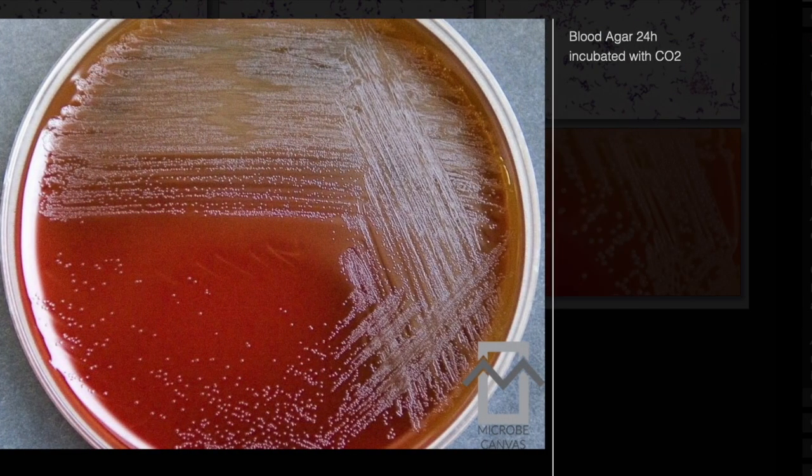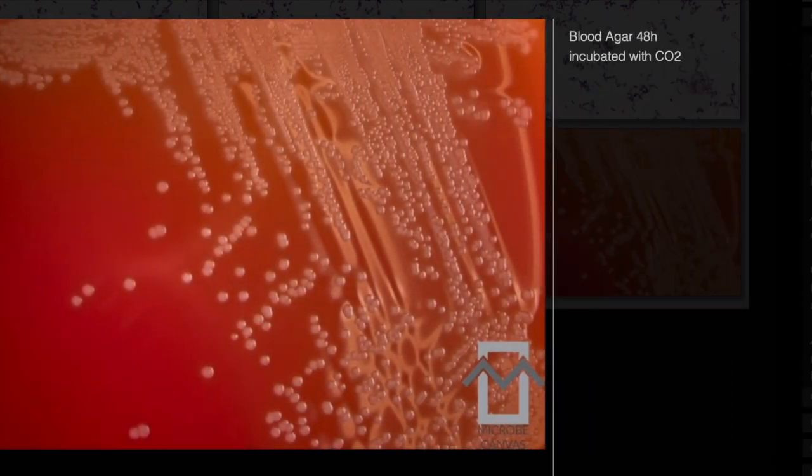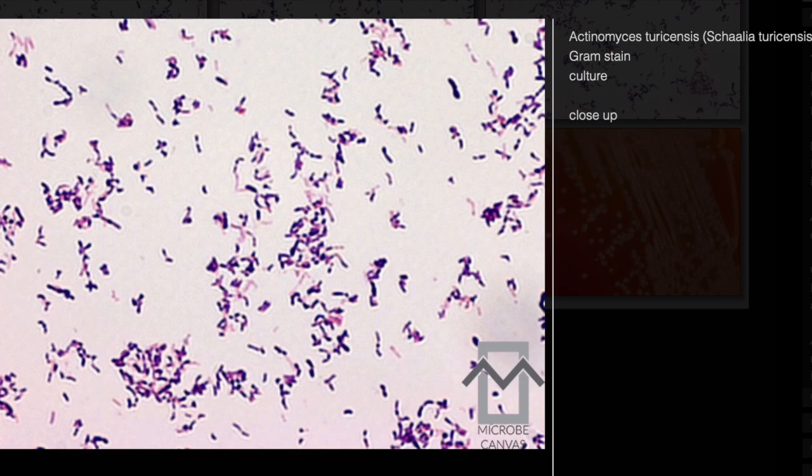Gram stain. Actinomyces turicensis are gram-positive, small, cocobacilli rods. It's important to note that they are not diphtheroid, meaning their shape is irregular and not consistently club-shaped like some other bacteria.